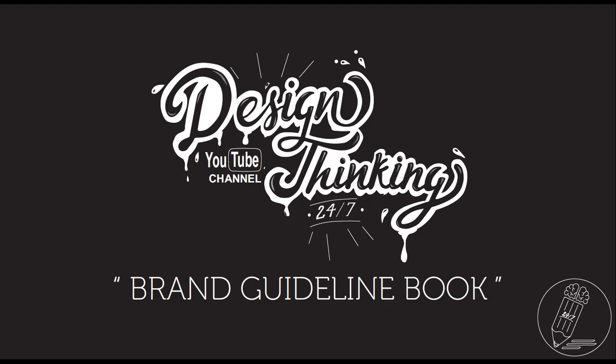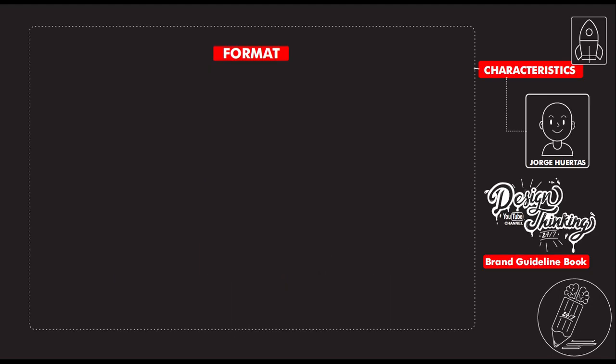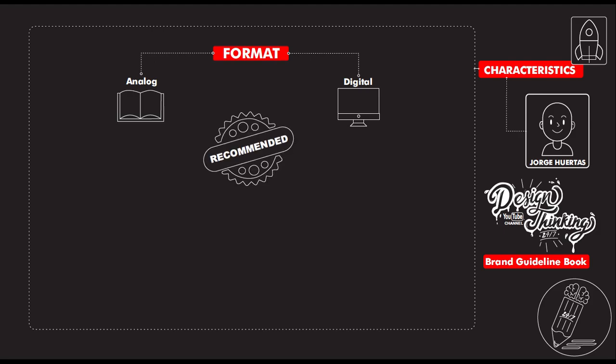Okay, so when we start developing a brand guideline book, the first thing that we do is define the format. You have two possibilities. You can develop something analog, which means that it is printed, or you can do it digital. I'm going to recommend the things that I do. You can choose the way you want depending on whether you're going to do it analog or digital.